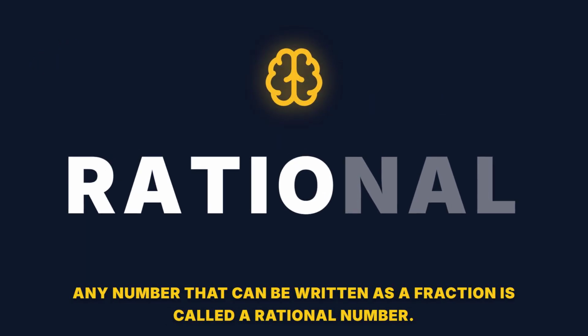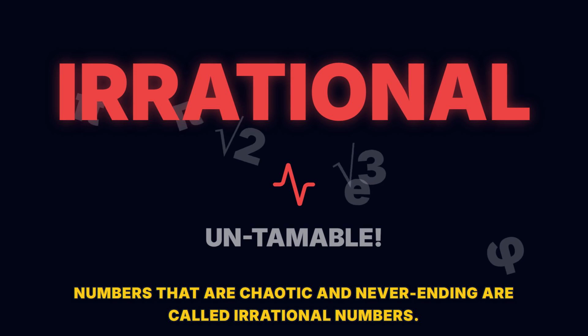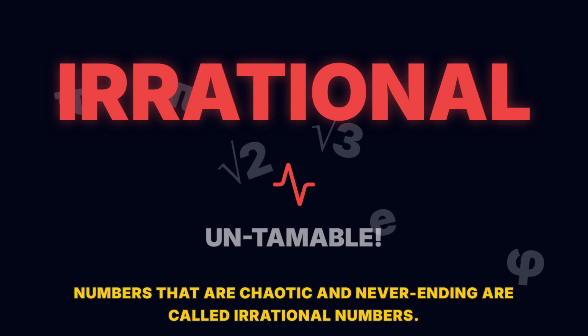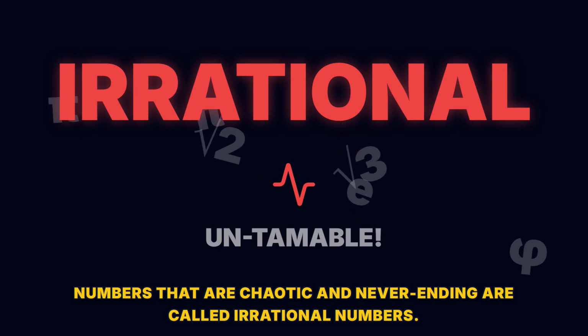This beautiful link is why any number that can be written as a clean fraction using whole numbers is proudly called a rational number. It literally comes from the word ratio. And numbers that are completely chaotic, going on forever without a clean fractional pattern? We call those irrational numbers. They cannot be tamed into a simple ratio.